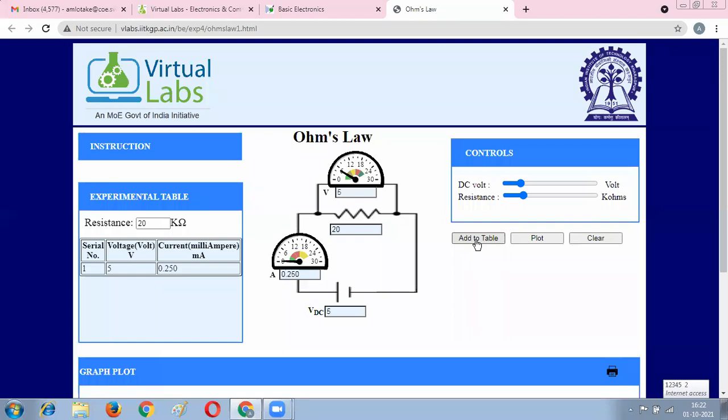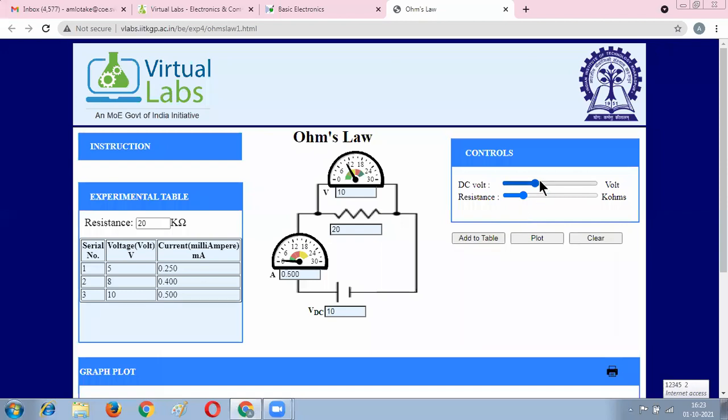Okay. Now the second reading you will take. Now you vary the DC voltage. Okay. Suppose I take 8 volt now, and again you are going to add to the table. So if I take 8 volt, what will be my current? 0.400 milliampere. Similarly, go for various readings. Okay. Suppose I take 10 volt. For 10 volt, again, what will be my current that I am going to see?